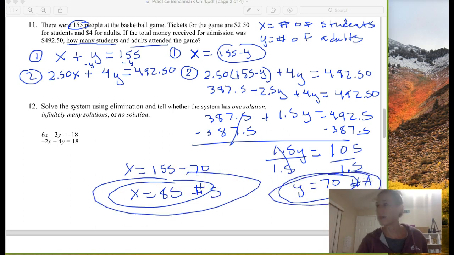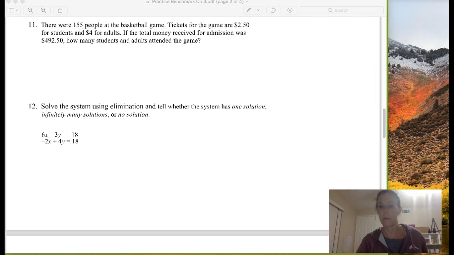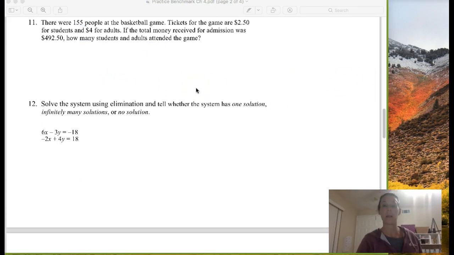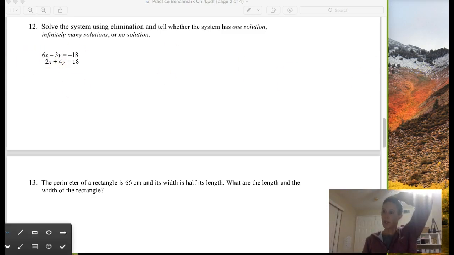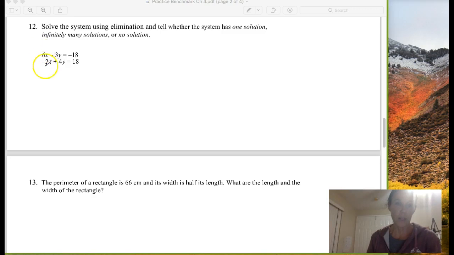Okay, let's go on to number 12. Number 12, solve the system using elimination and tell whether the system has one, infinite, or no solutions. So let's go over that. Now, elimination, I want to see your work on this. If I solve this by elimination, I need the variables to line up. And I need these to be the same or these to be the same in order to fall out.